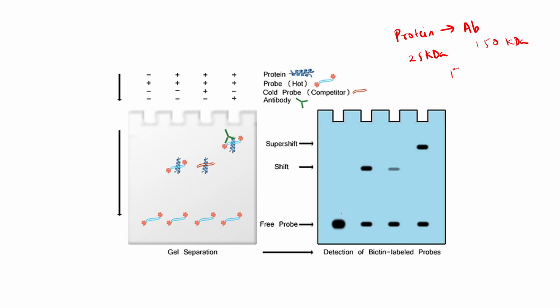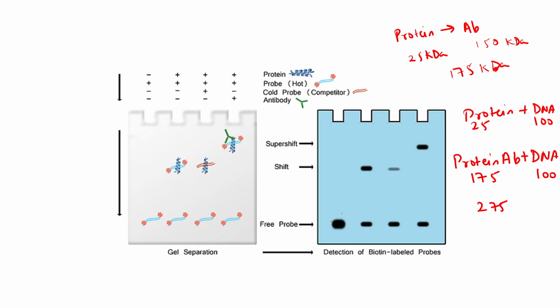Now initially what I was doing, I was incubating the protein with DNA, right? Now what I will do, I will incubate the protein antibody complex with DNA, okay? So protein was 25 kilodalton, DNA was 100 kilodalton. So I was seeing a shift of 25 kilodaltons. But in this case, the protein antibody complex is 175 kilodalton and the DNA is 100 kilodalton. So I will get a shift of 275 kilodalton. So that means one band is at 100 kilodalton, the next band will be at 275 kilodalton. So it is called a super shift, okay?